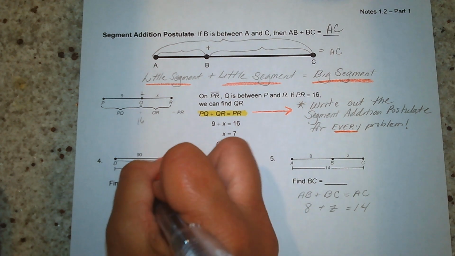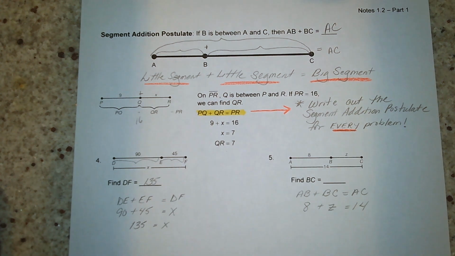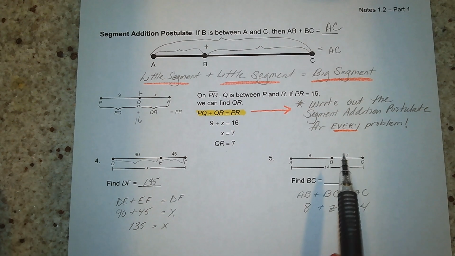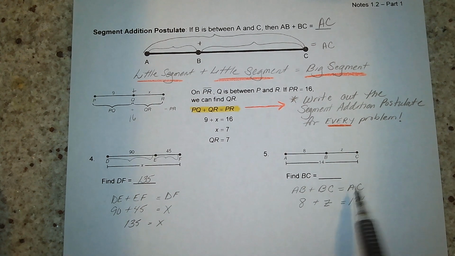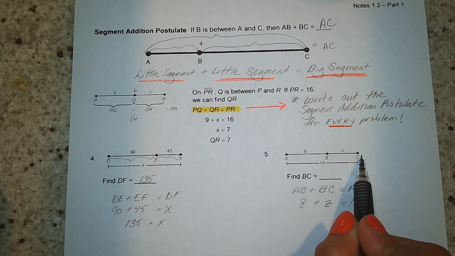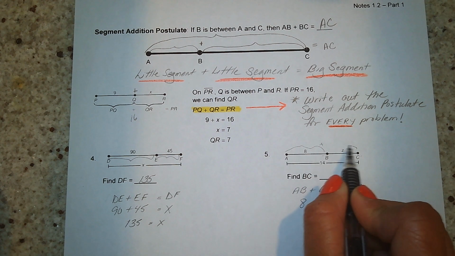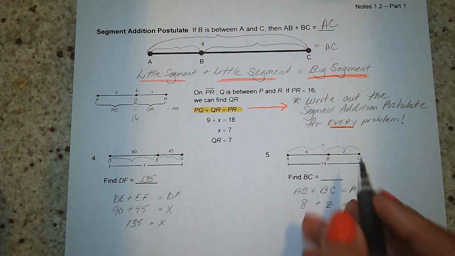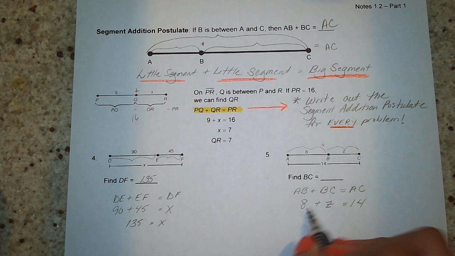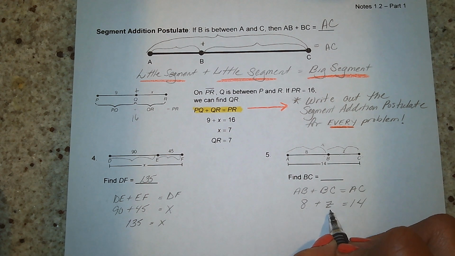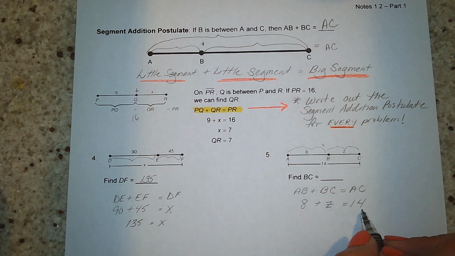So we're in good shape. The length of DF there is going to be 135. Okay? Let's look at the next one over here. I already set up the segment addition postulate for you. AB plus BC is equal to AC, the whole thing, right? Little plus little is equal to the big. So we have 8 for AB, we have Z for BC, and then the whole entire segment AC is 14.